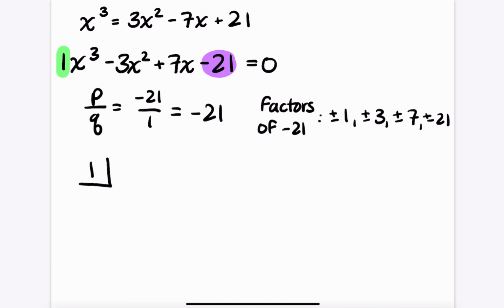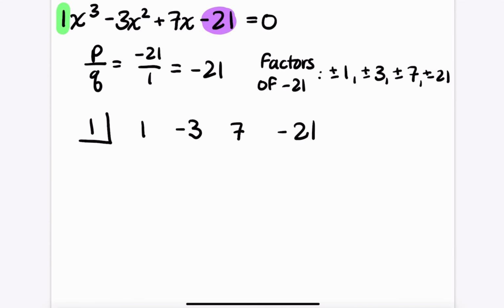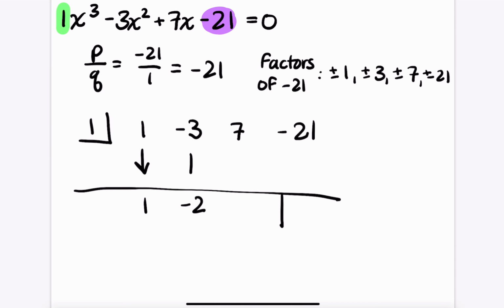So we have 1, and I'm going to take the coefficients from this polynomial: 1, negative 3, 7, and negative 21. Set it up like that. First step is to bring the 1 down. 1 times 1 is 1. Negative 3 plus 1 is negative 2. Negative 2 times 1 is negative 2. 7 plus negative 2 is 5. 5 times 1 is 5. So now we have negative 21 plus 5, and that's going to give us negative 16. But that remainder is not equal to 0. We have a non-zero remainder. So this means that 1 is not a root of this polynomial.